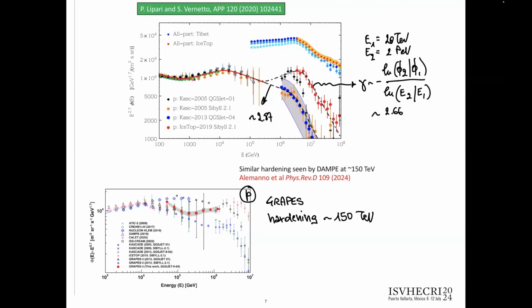But if you want to make a connection with IceTop, you need a different thing. So you have to have a gamma that is given by a formula like this, and you end up with a quite different slope. And in GRAPES, we saw that there is a similar structure here at around the same energy of 150 TeV.